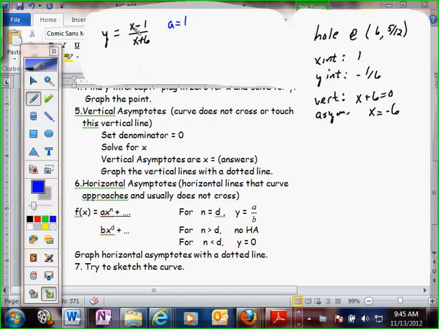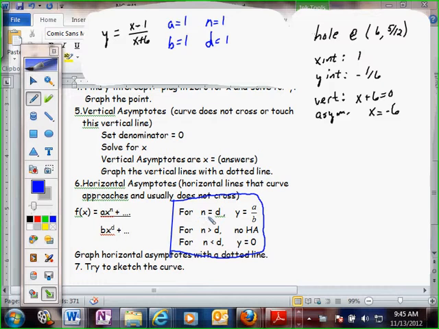And n, the power of x, is also 1. B, the coefficient of x in my denominator, is 1. And d, the power of x in my denominator, is also 1. Now, you want to write these things down each time and then use this criteria right here to tell you what your horizontal asymptote is going to be if there is one.